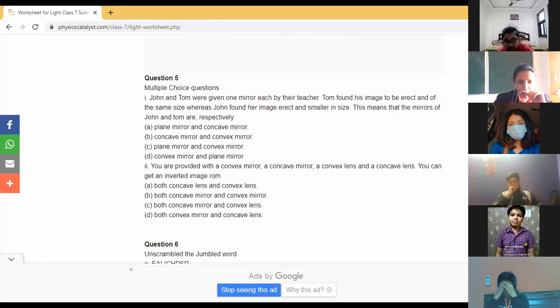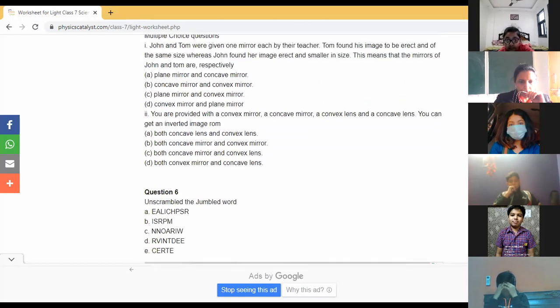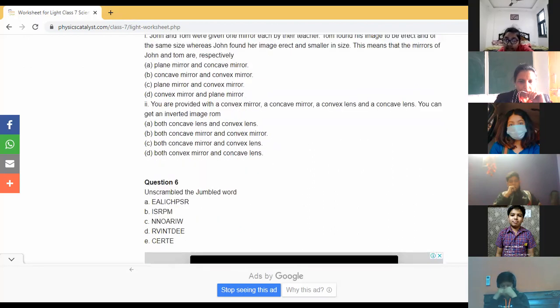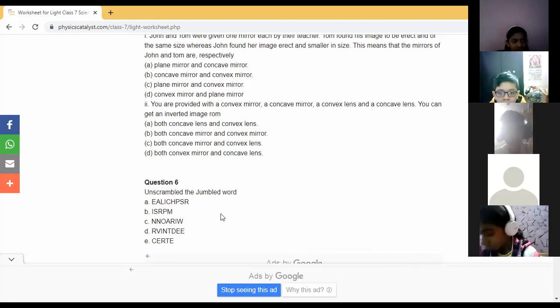Already we have done this question, children. Tell me. How will the inverted image be obtained? Just see to it. Yes, Mahi knows the answer. Lavish, Vansh, Abhigyan, Tanvi. Ma'am, concave mirror and convex lens. Convex lens and concave mirror. Concave mirror and convex lens. Anybody else want to add? Tushar?